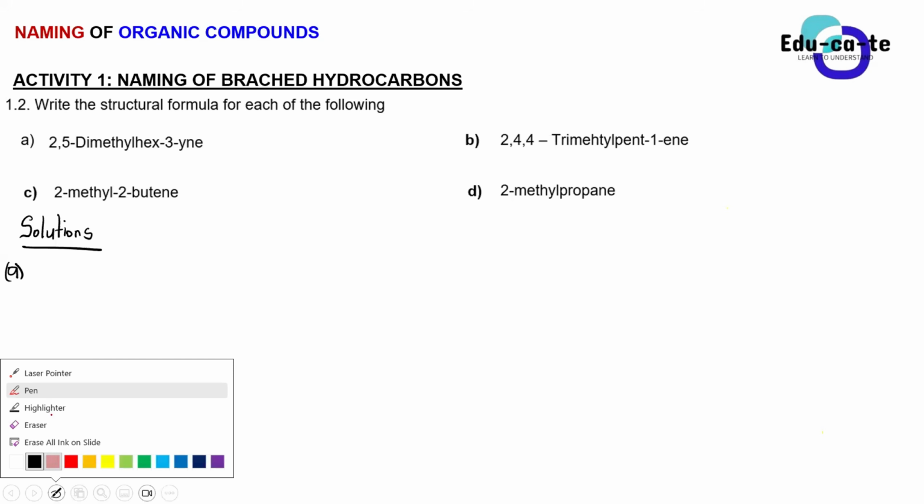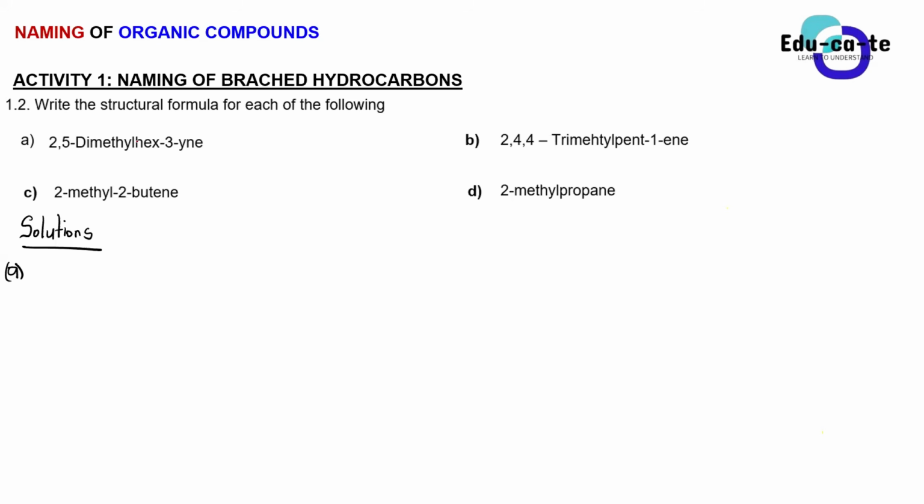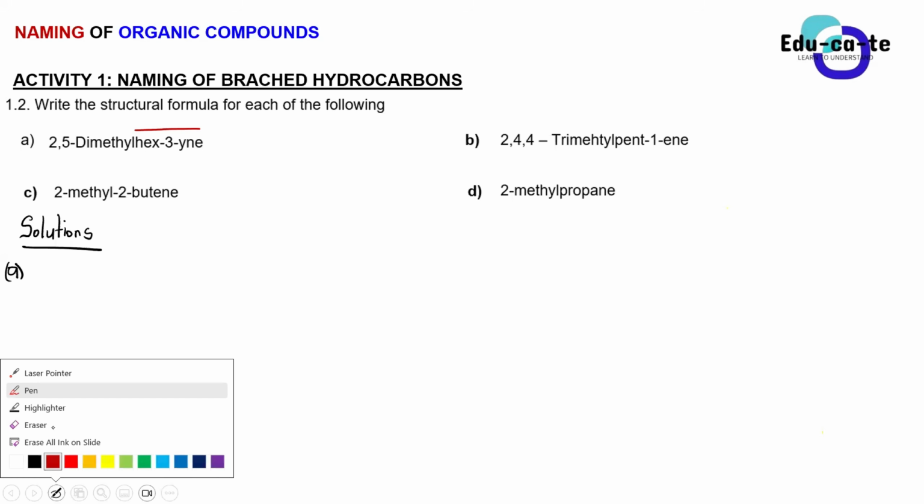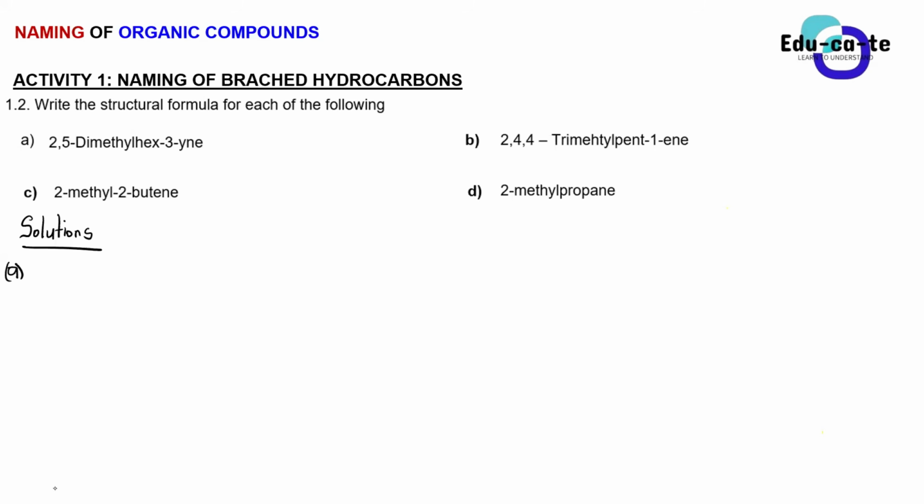How do you know how many carbons are found in the parent chain? You look at this part of the name. There is a hex there. The hex is the root name, and I call it a root name because it is the root of everything. Hex indicates that we've got 6 carbons in the parent chain. So we plot the 6 carbons, guys, as 1, 2, 3, 4, 5, 6.